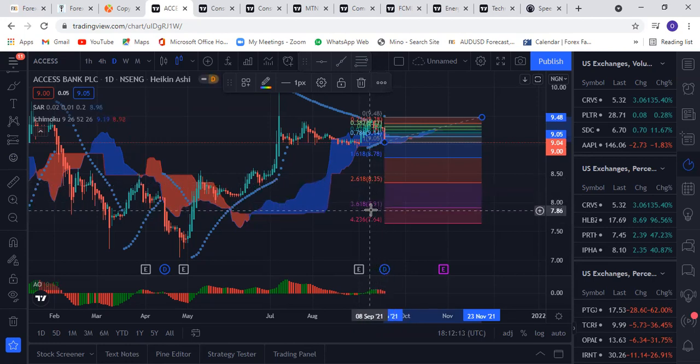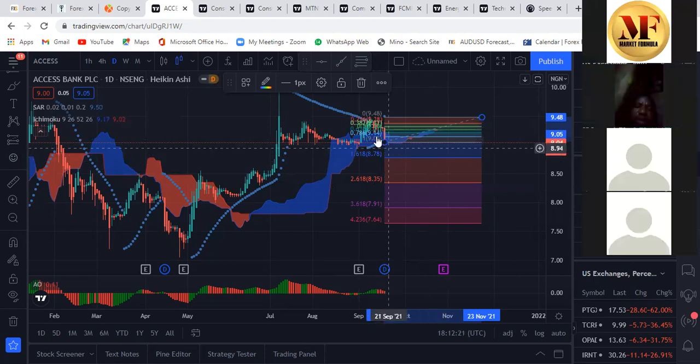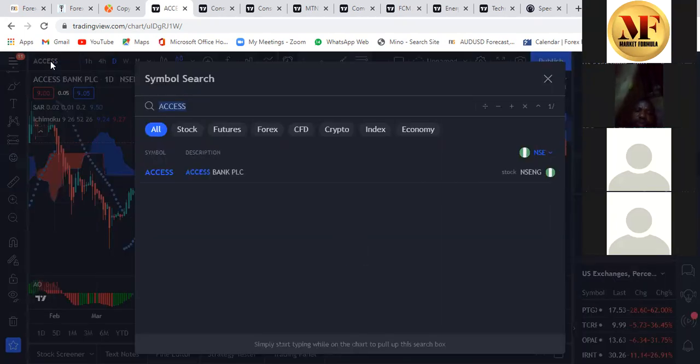Or you enter at 7 naira 91 kobo. Or you enter at 7 naira 64 kobo. That is because it is in a downtrend. Looking at it, if you want to buy in a downtrend, that's how you use it to trade a downtrend. So let's look at another stock.